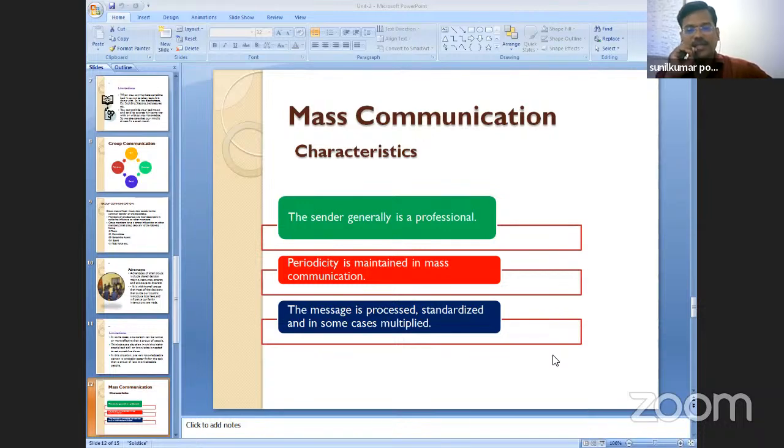Another one is that the message is processed, standardized, and in some cases multiplied. For example, when a message comes in a standard newspaper, all the readers believe it is a true incident. But a message circulating on WhatsApp has no credibility. We cannot believe whether it happened or not. That is the difference here. So mainstream media members cross-check the message and only then publish it in their newspapers or broadcast it on television. Compare that with the messages we receive on social media nowadays. Social media means WhatsApp, Facebook, Instagram, whatever it is. Any doubts?